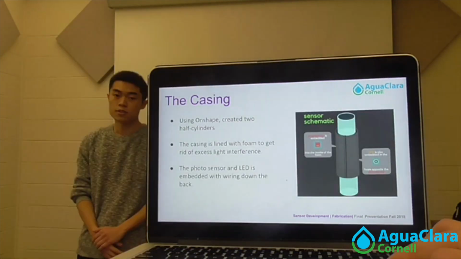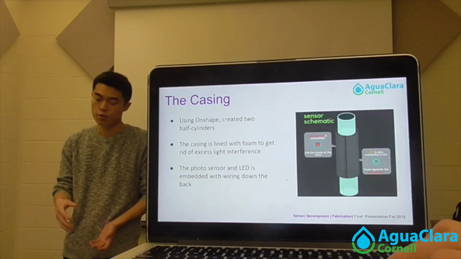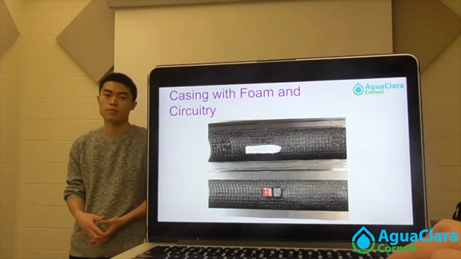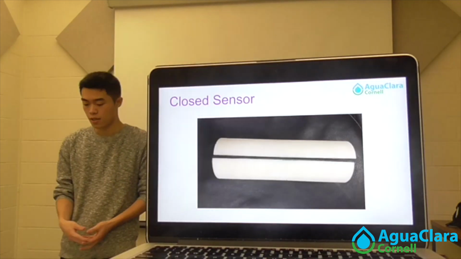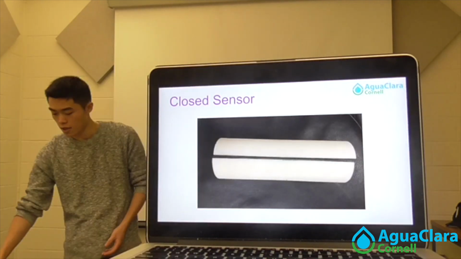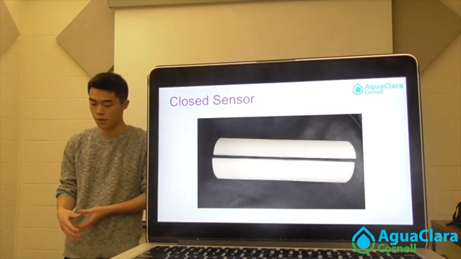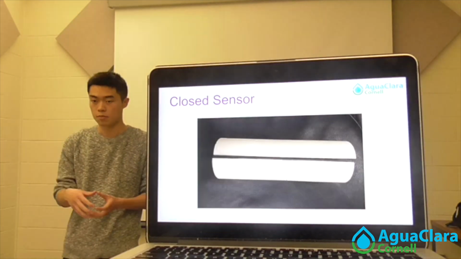Okay, so as you can see, this is the closed outer casing of the sensor, and it was mainly just made out of a simple 3D printed plastic. And we have the two sides here, and they are connected with a magnetic strip that allows both of them to attach to each other.